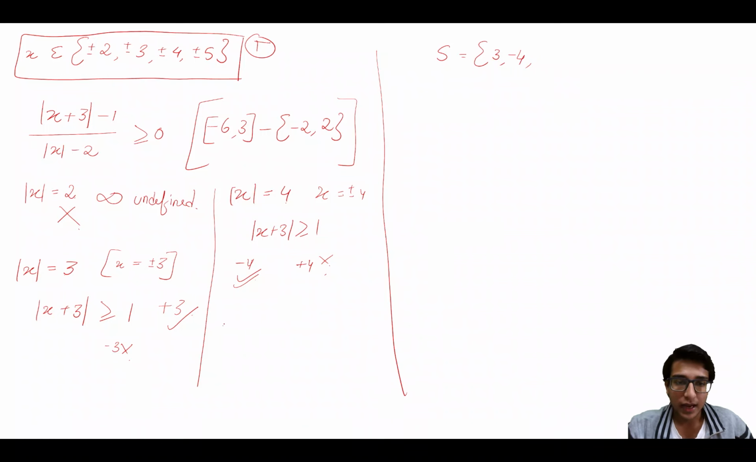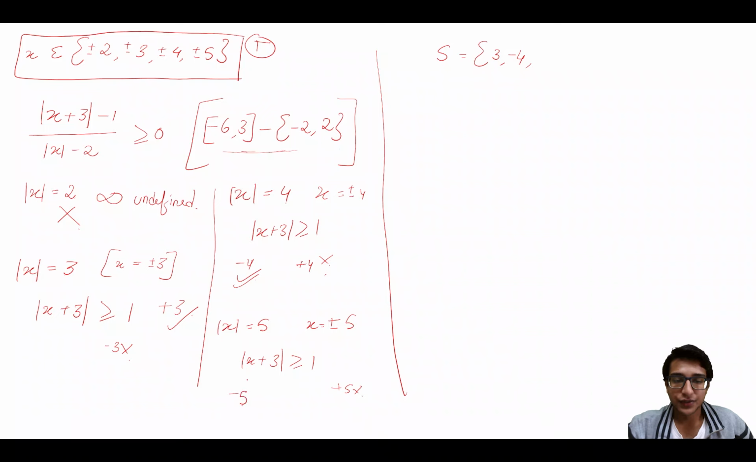Now I'll check for modulus x is equal to 5 as well. So x can be plus minus 5. If I put plus 5, again it satisfies. However, plus 5 is not included in this set, right? So plus 5 would get rejected.